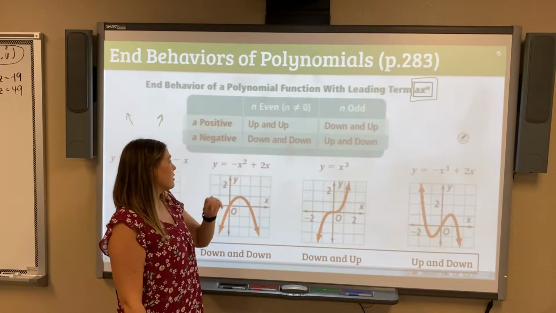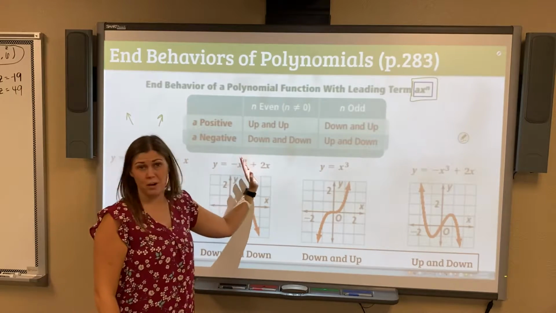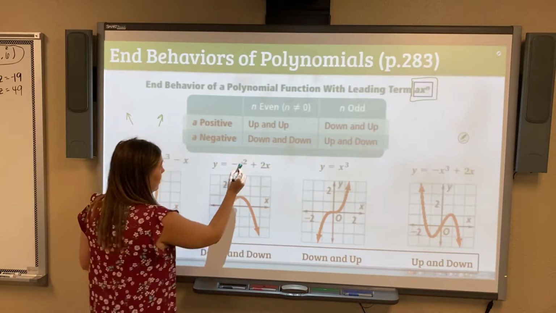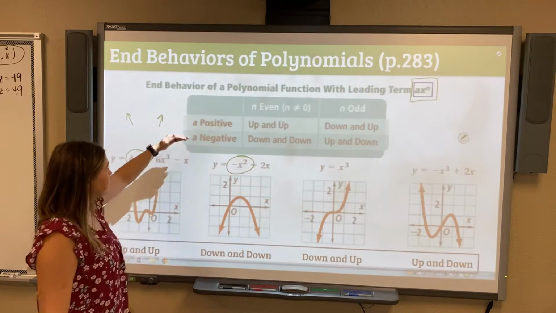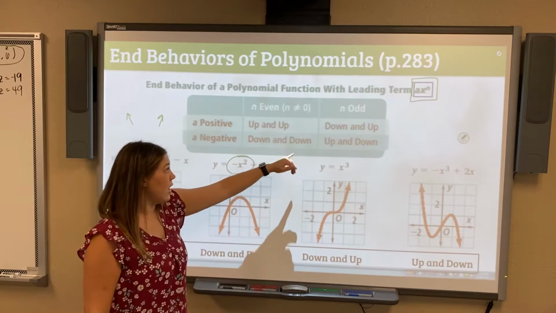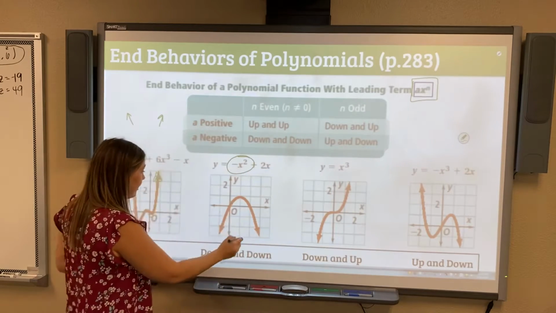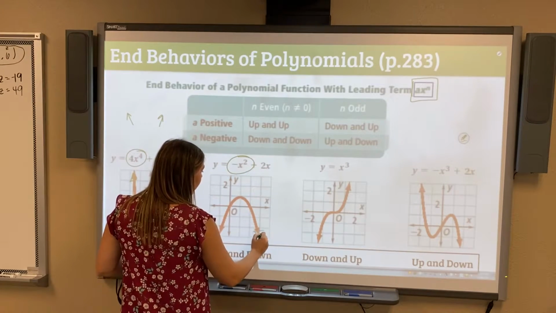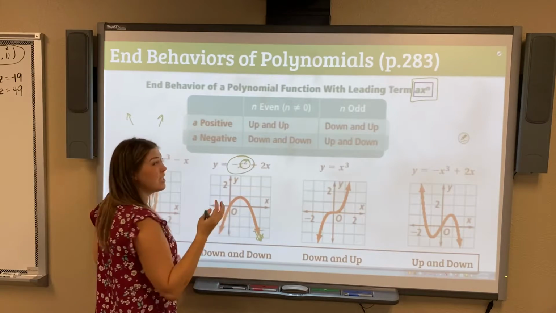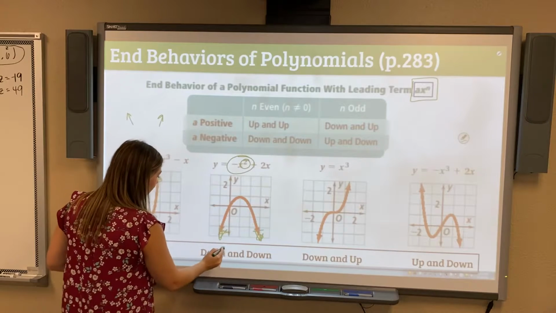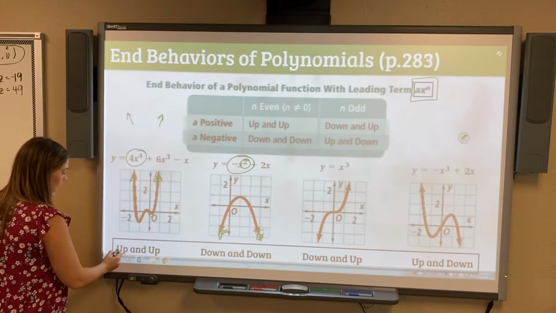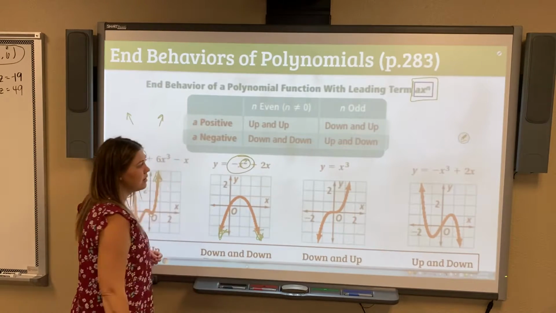Okay, let's look here. We have y equals negative x squared plus 2x. Again, we don't care about this plus 2x. All we care about is our leading term of negative x squared. A is a negative number, so it's either going to be down and down or up and down. So A is negative and it ends down right there. Since 2 is an even number, it starts and ends the same direction, so it'll be down and down. This one was up and up. This one is down and down.